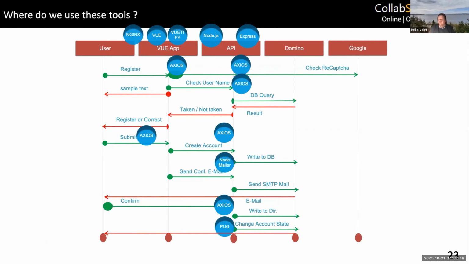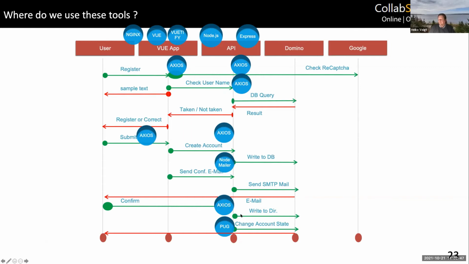Again, this picture shows where we use these calls. Whenever we submit the form from the front end, this is done through Axios. And if we create the account against the Keep API, this also uses Axios to write to the Domino server. Also, we use Nodemailer to send the confirmation email through Domino. And we're using Axios again to write whenever the confirmation comes back.